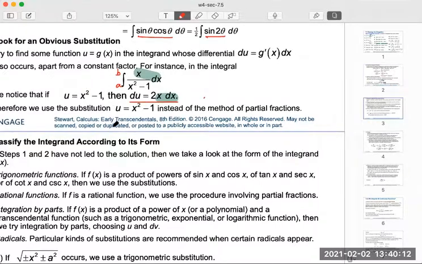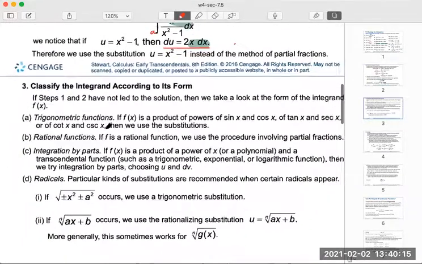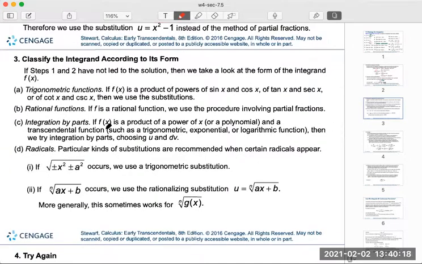Review section 5.5. Or sometimes we may see these trig functions, then go back to section 7.2: sine, cosine, tangent, secant, etc., rational functions. So we may use some different substitution or integration by parts. Or if we see the radical signs, remember that we may use trig substitution, which is given in section 7.3. Review it.